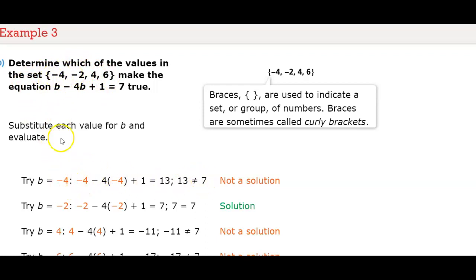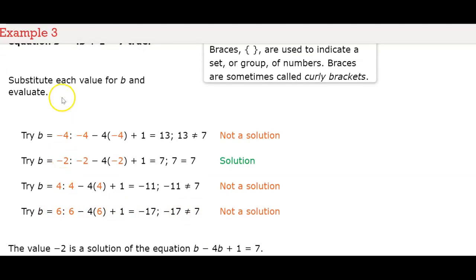So first we try the negative 4. They tried it and it did not equal 7, so it's not a solution. Then they tried negative 2, and it was a solution. Then they tried 4, multiplied it, it did not equal 7, so it's not a solution. They tried the last one, 6, it did not equal 7, and it is also not a solution, so the solution to the equation is going to be negative 2, because it equals negative 7.